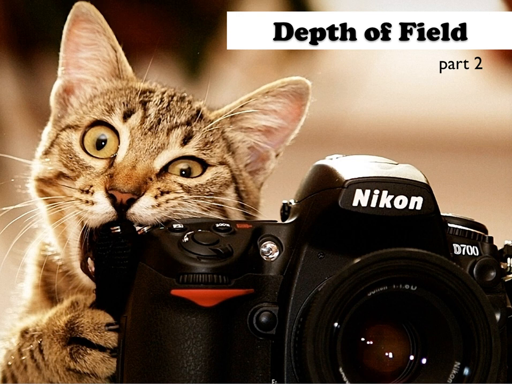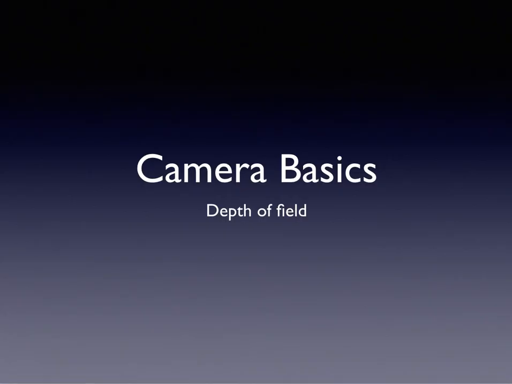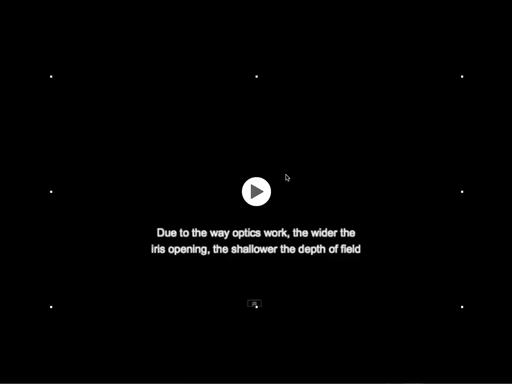So what is depth of field? Depth of field basically means the area within the distance where all the objects in that same area are entirely in focus. Okay? So to elaborate further, let's look at this video.